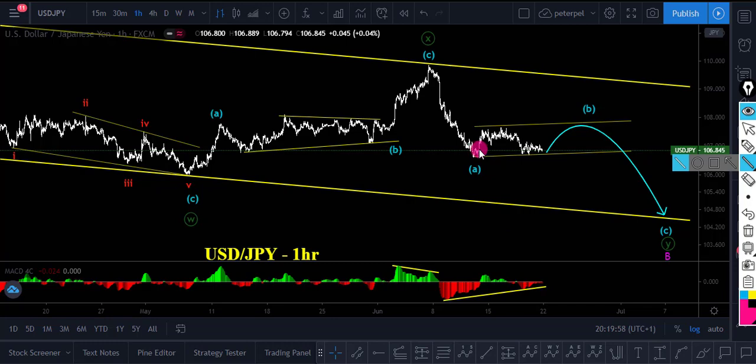Now we've seen that price is coming down, but the MACD is losing its momentum. It's showing you that there is divergence. Price is coming down, but the MACD is moving upward. So based on that divergence, we are expecting that price should give us another wave up to complete an ABC before we come down for wave C.